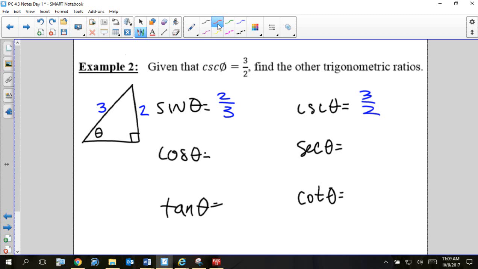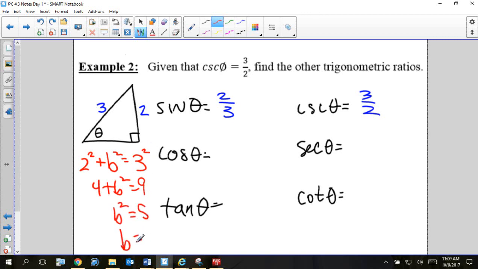Pythagorean theorem, a squared plus b squared equals c squared. What is c? 3. It's the hypotenuse, it's the longest side. It's across from the 90 degrees. It doesn't matter which side is A or B, it just matters C. So I get b squared is 5, then I square root, and b is, do I need plus or minus? If I square root it, it's plus minus, but do I need the minus? No. So just square root 5.